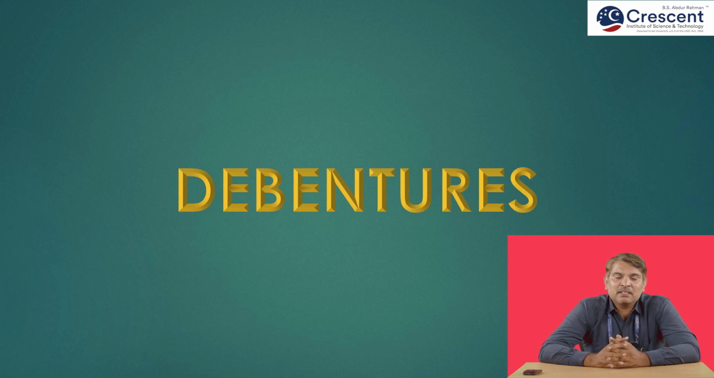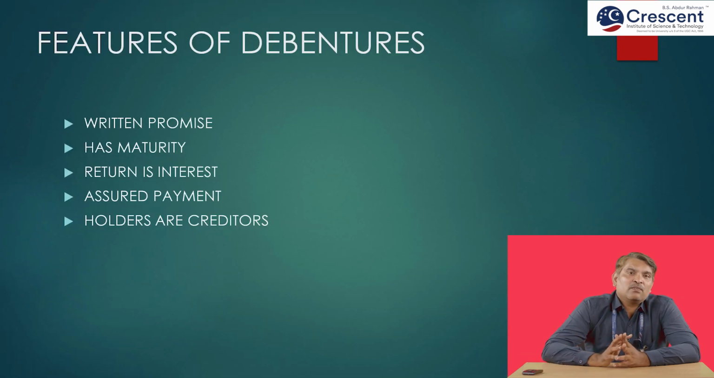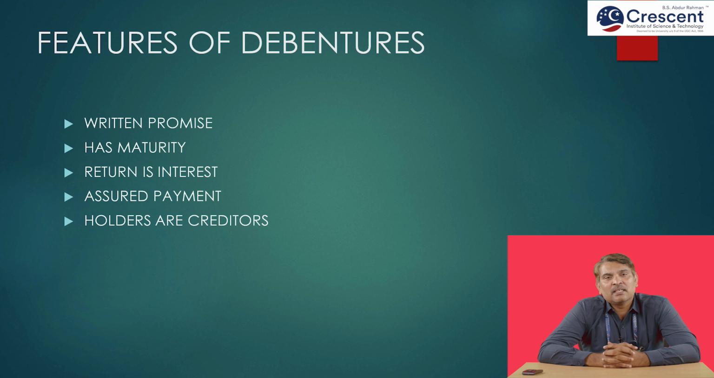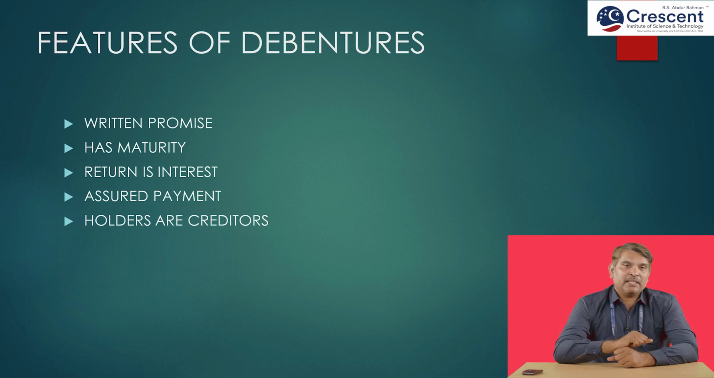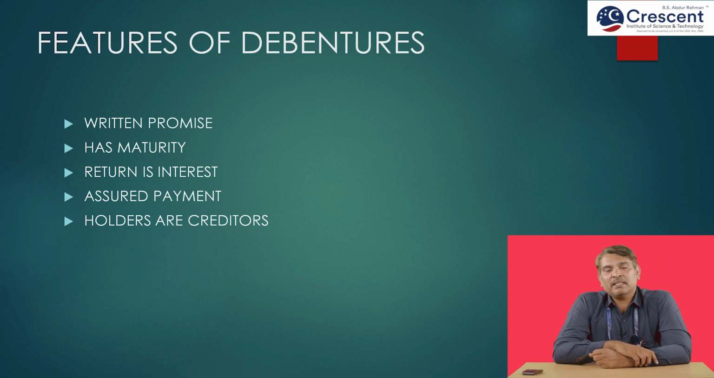So, a debenture is a creditorship related instrument. These are the features of debentures. The first one is a written promise. Here, the written promise is that your money will be paid back. The second one is that it has a maturity. What is that maturity? The company will pay back the principal amount in 5 years or in 10 years. So, it has a maturity date.